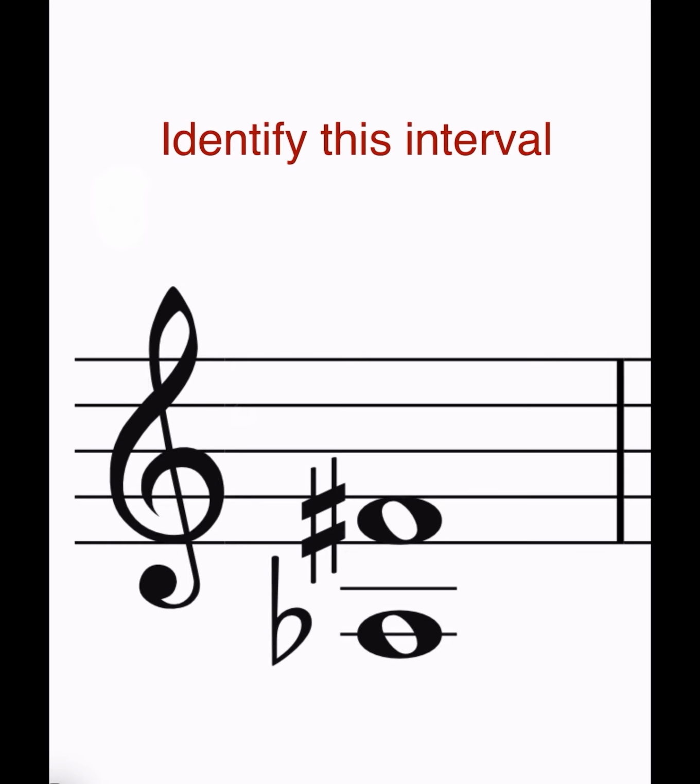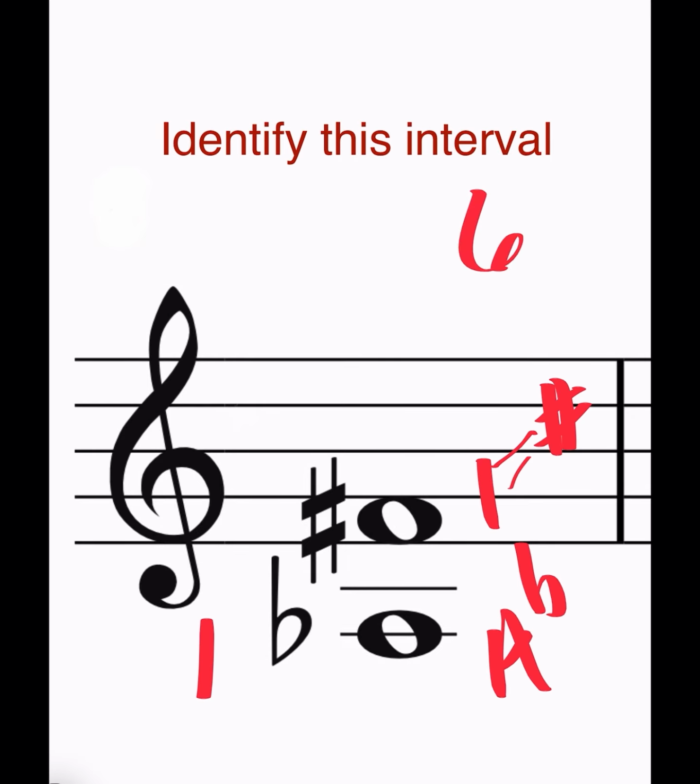The lower written note is an A flat. The upper note is F sharp. To figure out the number of the interval, this is relatively easy. You're just going to use your musical alphabet and just count up. So if the A flat is 1 and you count up using your musical alphabet, you're going to figure out that the F sharp is a sixth above the A flat. Okay? So it's some kind of sixth.